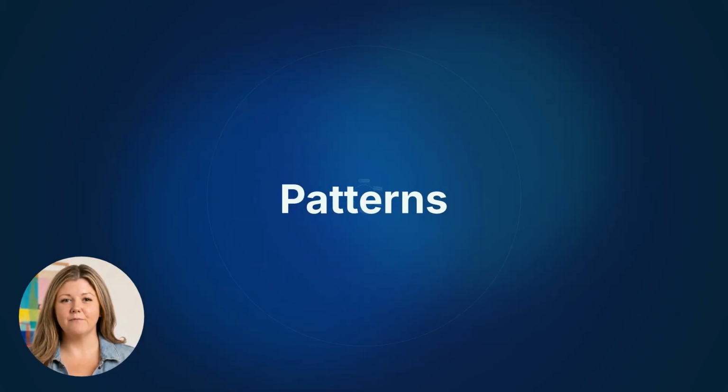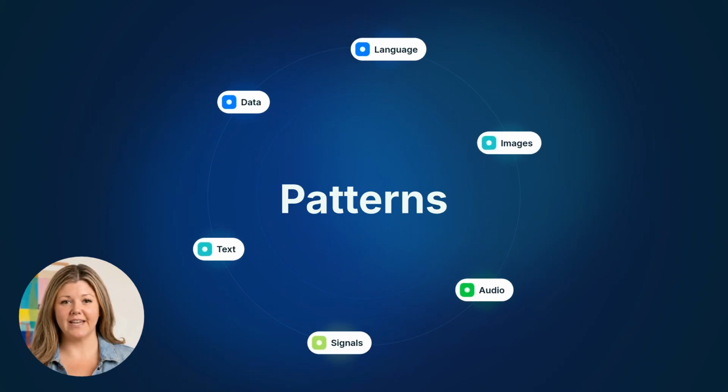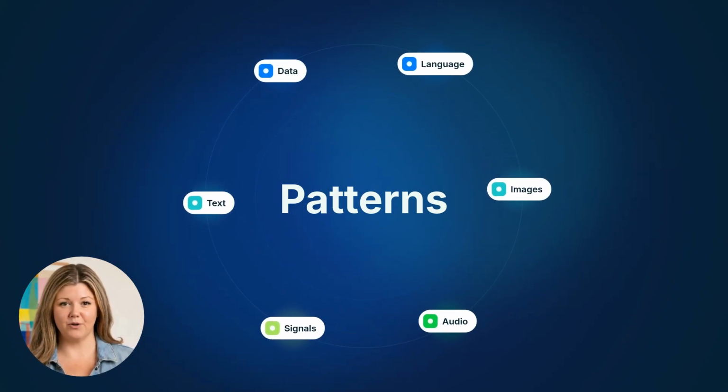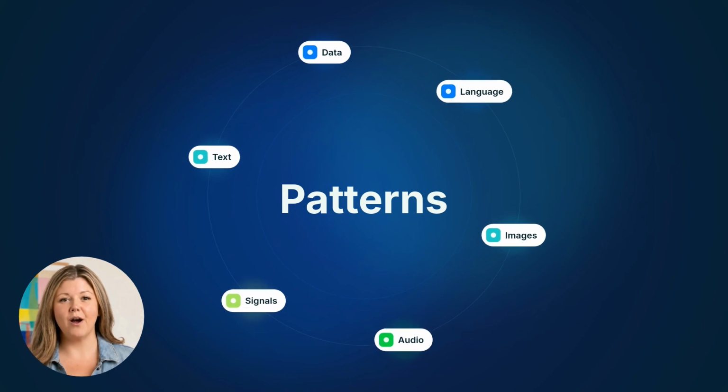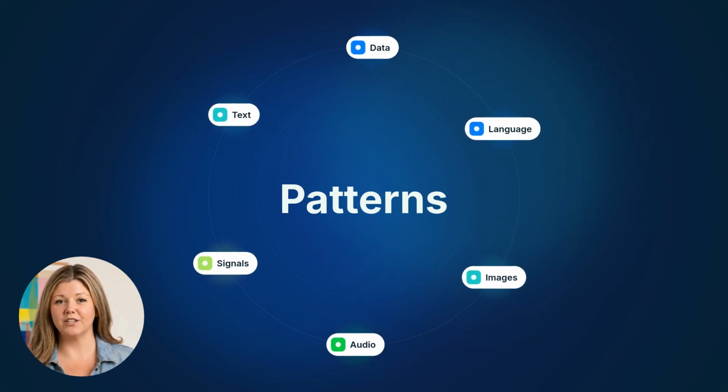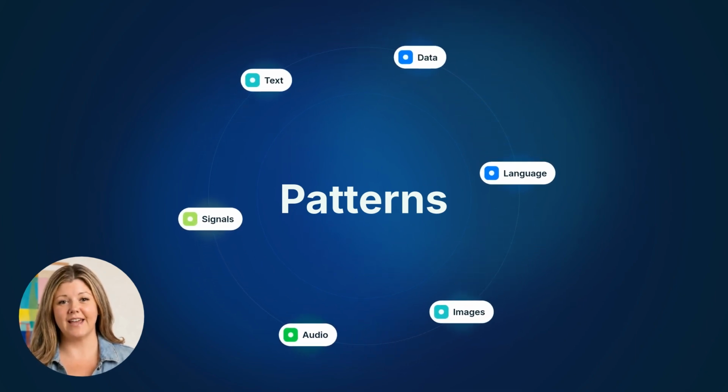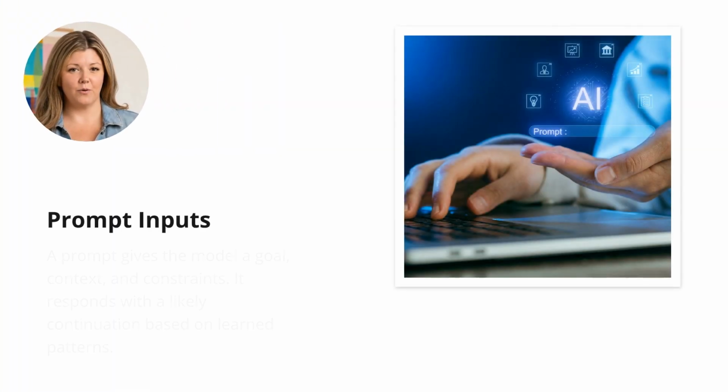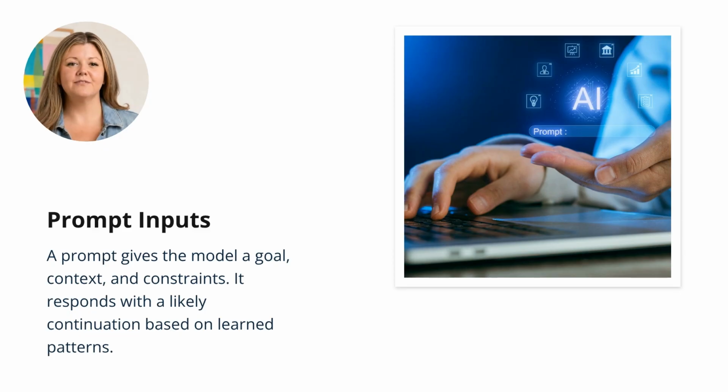At a high level, modern models learn patterns during training by processing huge numbers of examples. That training helps the model recognize relationships in language, images, and other kinds of data. When you write a prompt, you give the model a goal, some context, and often a few constraints. The model then generates a likely continuation based on the patterns it learned and the words you gave it.